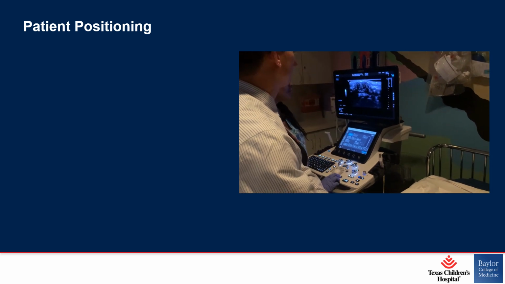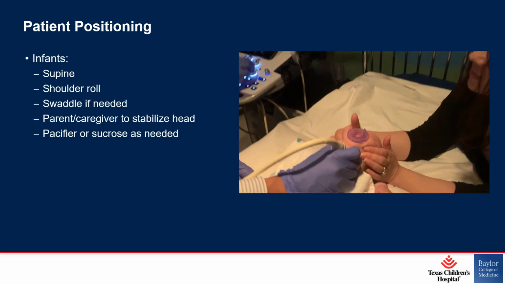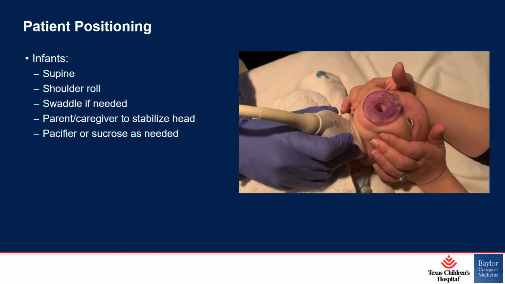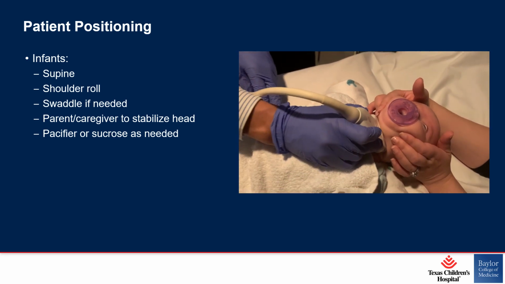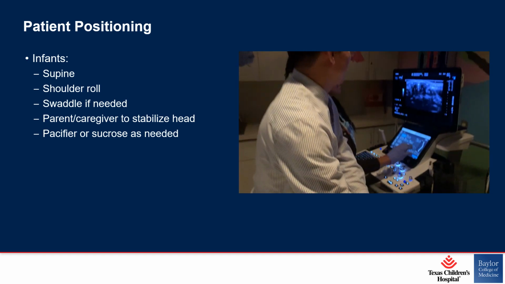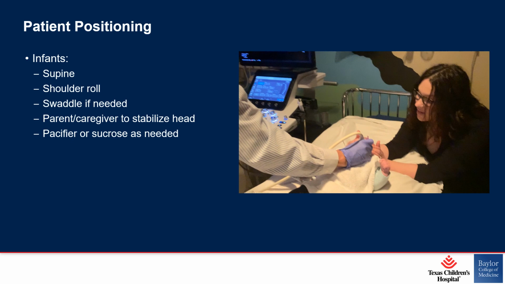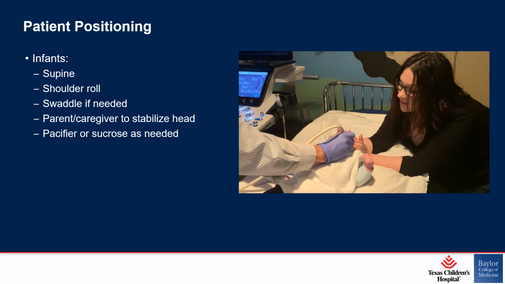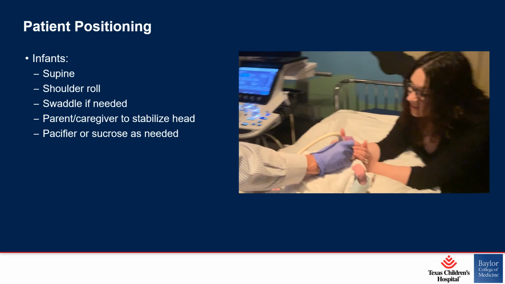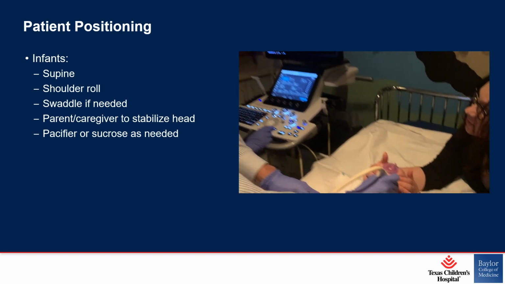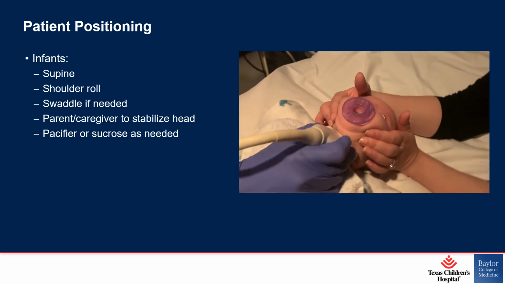So how do we position the patient? For infants, we lay them supine with a shoulder roll in order to access the neck. If they're particularly wiggly, a swaddle could be used to contain their arms. Usually you have a caregiver or parent help stabilize the head and soothe the baby. A pacifier or sucrose can be used as needed to help keep the baby calm.